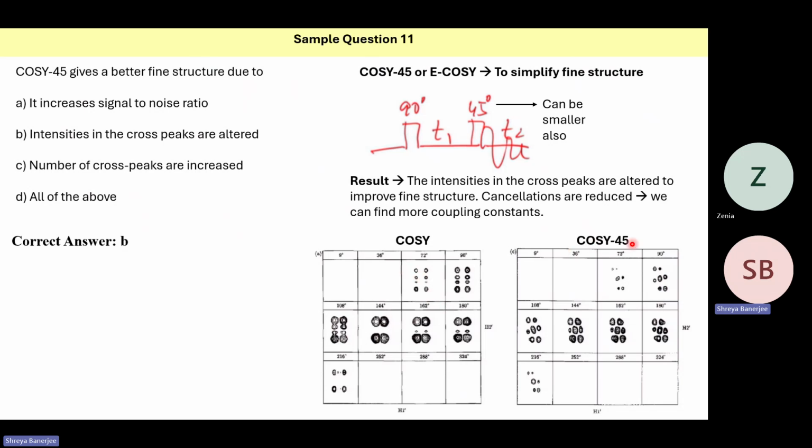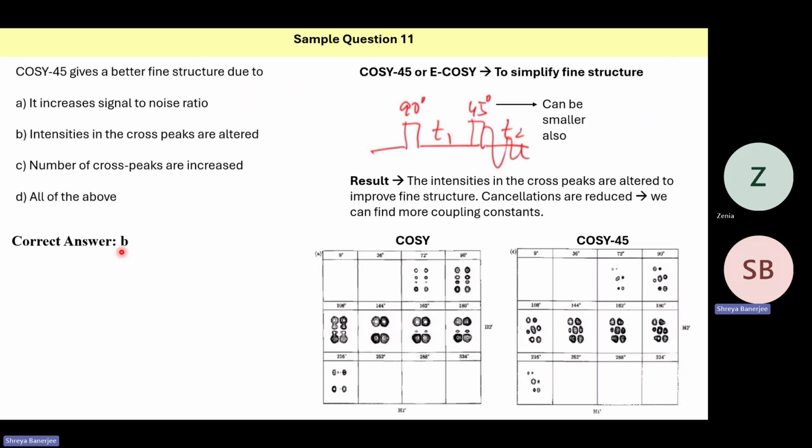And COSY 45 simplifies the fine structure. And how it does that is that the intensities are altered, hence reducing the cancellations. So it has nothing to do with signal to noise ratio. The number of cross peaks are not altered, only the intensities are altered so that they do not cancel out. So it is option B, that is the intensity of the cross peak is altered to get better fine structure in COSY 45.